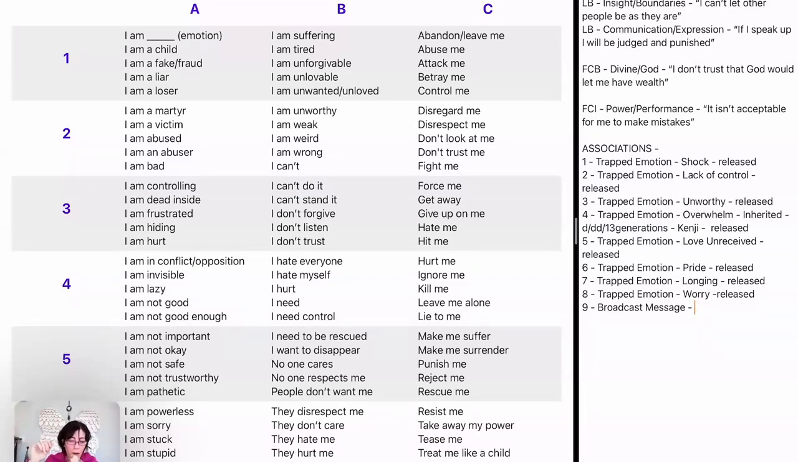Okay. So this broadcast message, will we find it in A, B, C, odds, 1, 3, 5, C5? Okay. Is it make me suffer? Nope. Make me surrender, punish me, reject me, rescue me. So we got reject me.